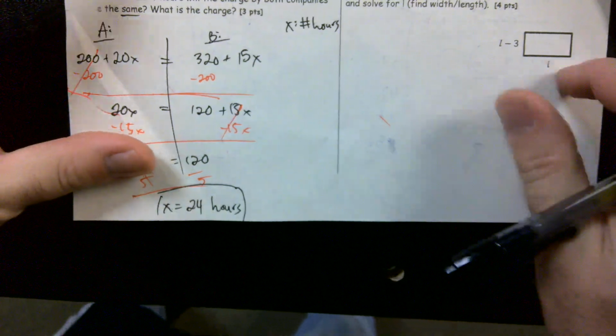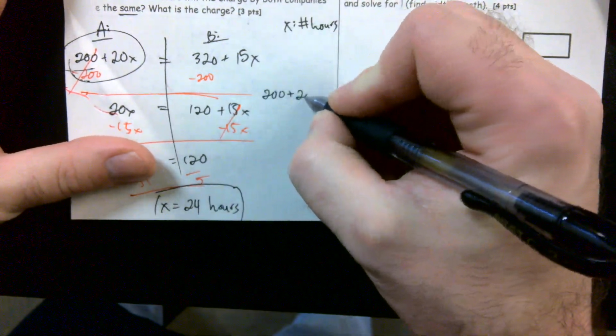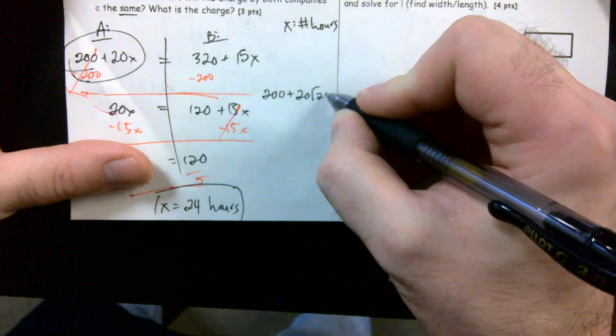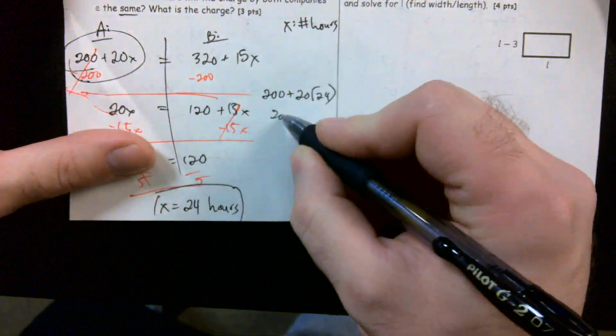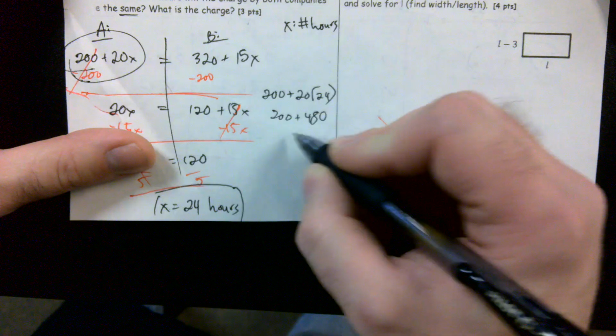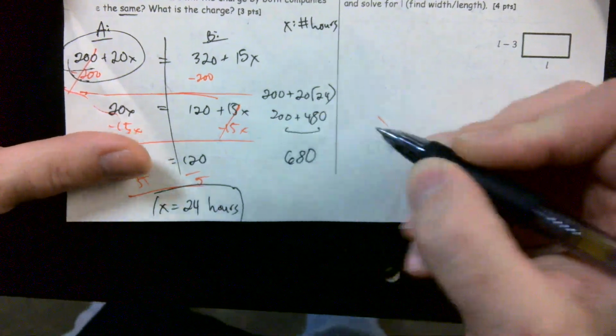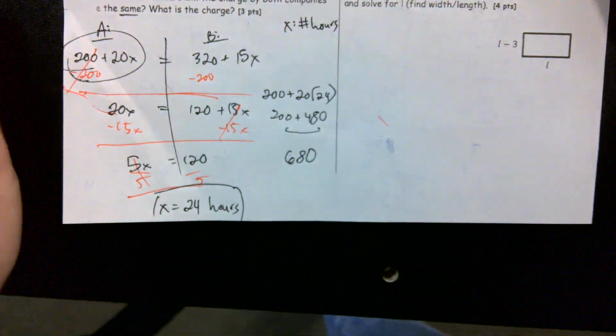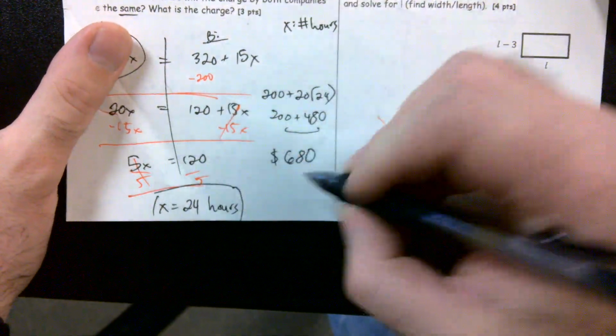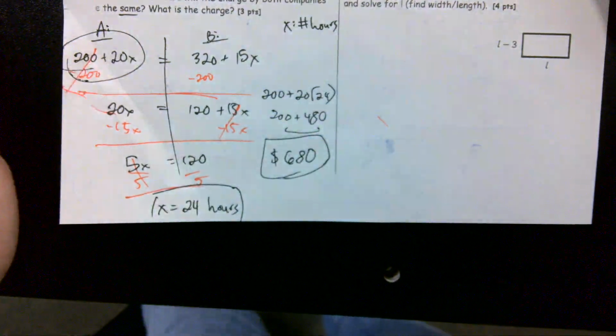What is the charge after 24 hours? How much are each of them paying? How can we even figure that out? We'll plug 24 in for x. It doesn't matter which one we do. I'm going to do the one that looks less scary. All right, I get 200 plus 480. Gives me 680 what? $680.